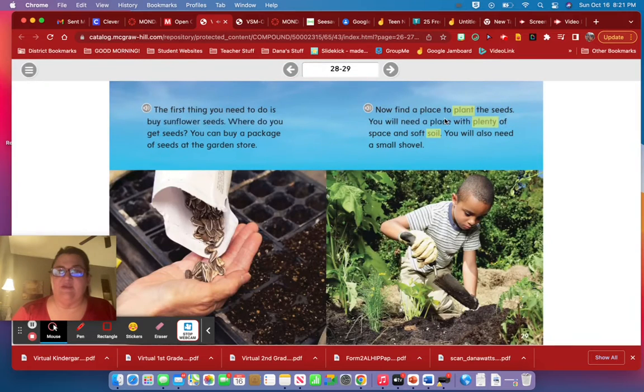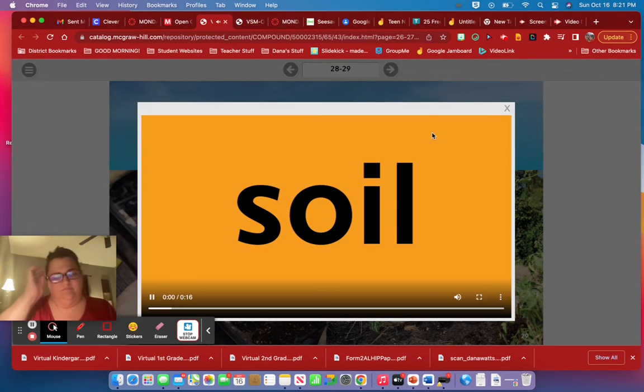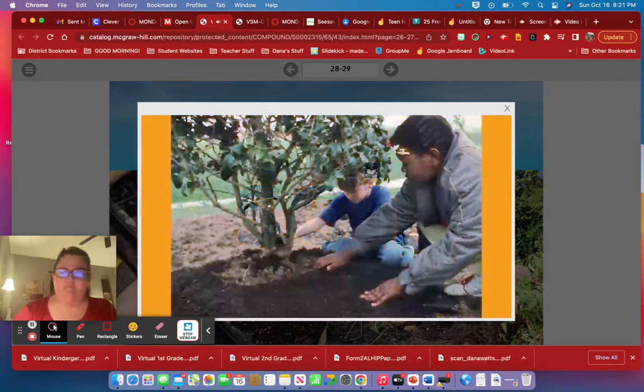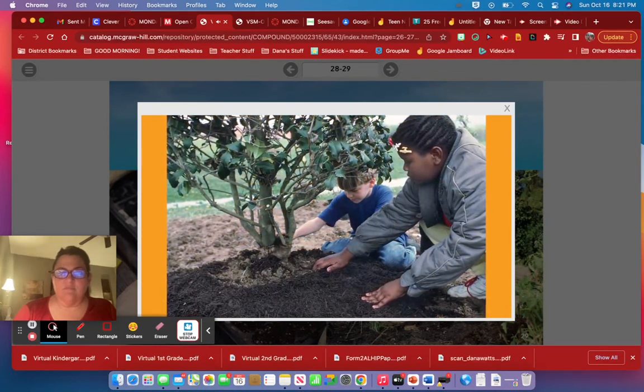Plenty. Another word that you've probably heard before. Okay, so we had plant, we had plenty, and now we have soil. Probably know that one, but just in case, let's go over that one. Soil, the top layer of earth in which plants grow. We spread the soil evenly over the new garden.